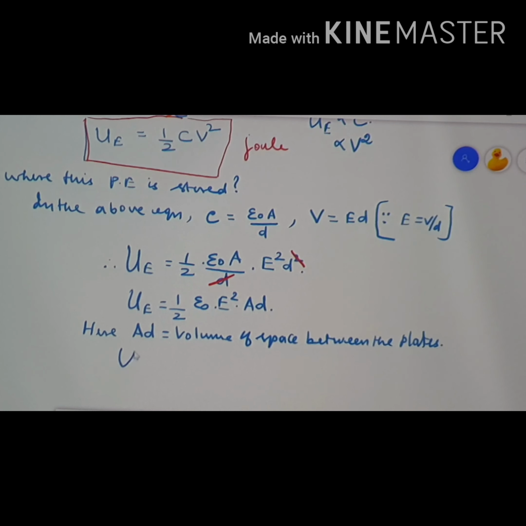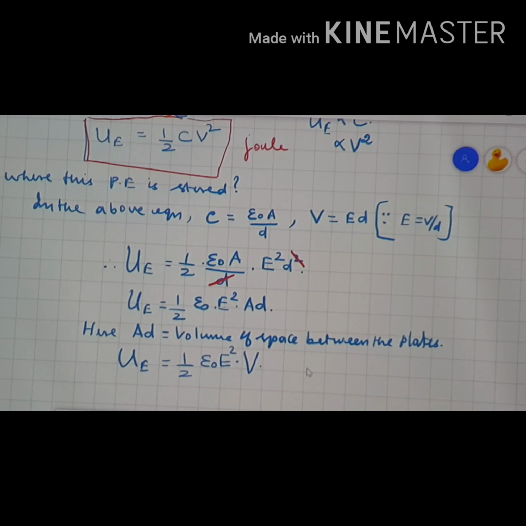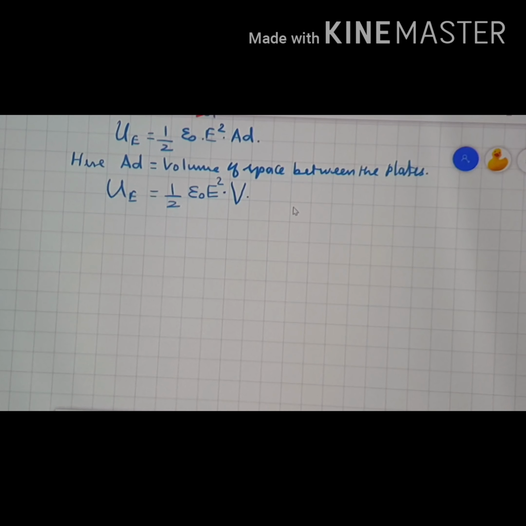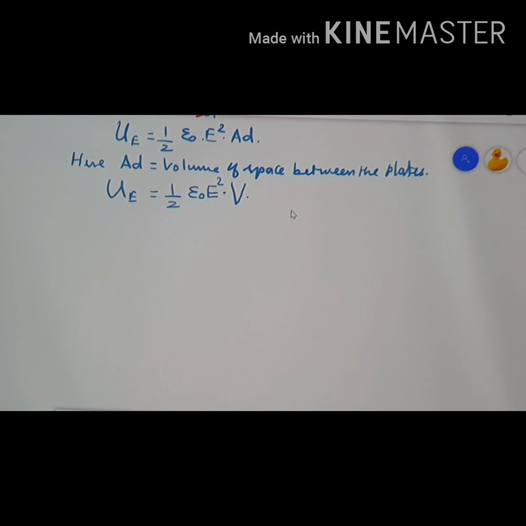If you are considering it as the volume of the space between the two plates, then you can write this as U is equal to half into epsilon 0 into E square multiplied with the capital V. It is not voltage or potential difference, it is volume. So, since the product of area and distance is volume, the above equation can be written as U, that is the potential energy stored, is equal to half into epsilon 0 into E square.